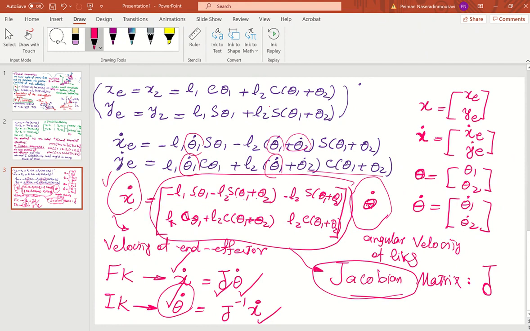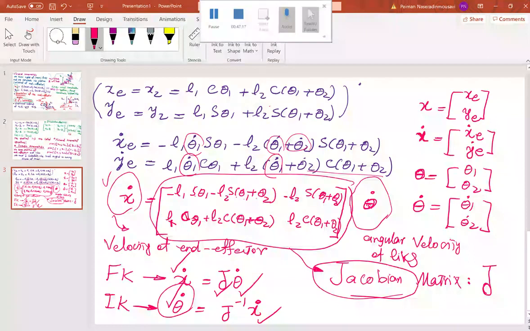So that's enough. We are continuing the Jacobian matrix in the next class, with singularities and this kind of thing, and we are continuing. Okay.